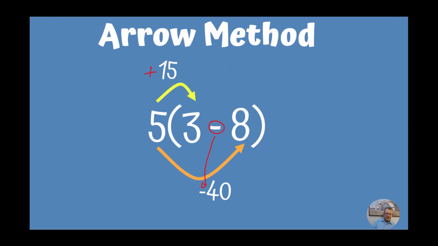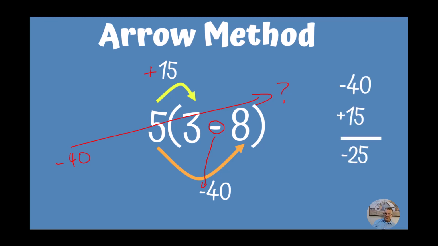So what is negative 40? If you're at negative 40 on the number line, and you go forward 15 units, where are you? Oh, yeah, okay, good. Yeah, that's right. You're at negative 25.